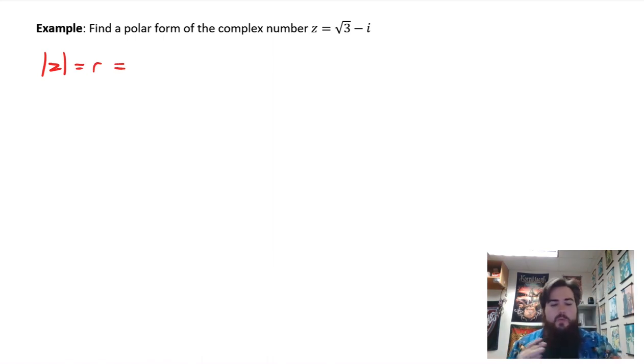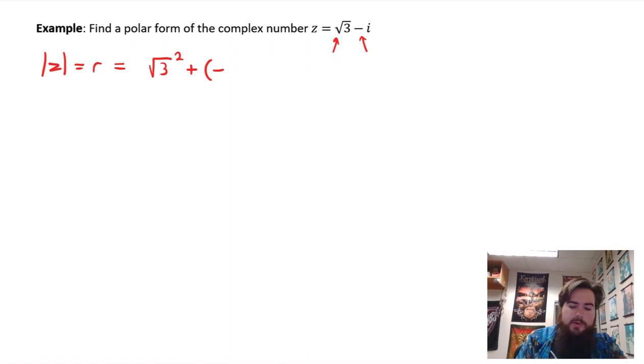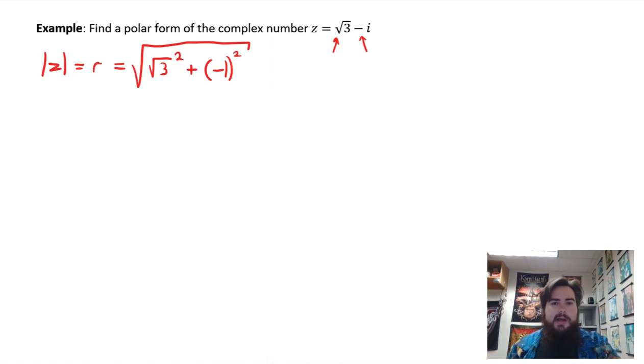Now, the modulus of z, or r, to find this, we're just going to be working with the Pythagorean theorem, thinking about the real component very similar to x and the imaginary component very similar to y. If I work with the Pythagorean theorem here, I'll be taking the square root of the square root of 3 squared, plus the imaginary component squared, which is -1, and that is squared as well. And the square root of that would give me my value of r, or the modulus.